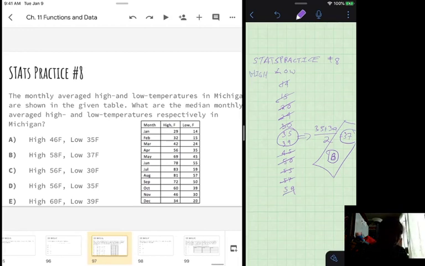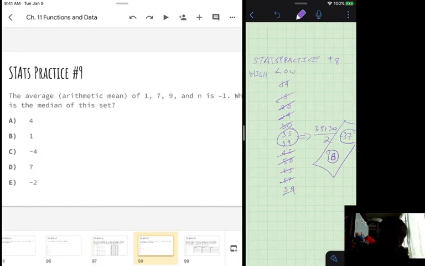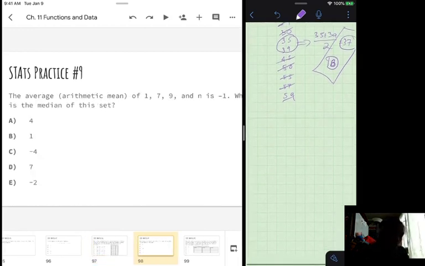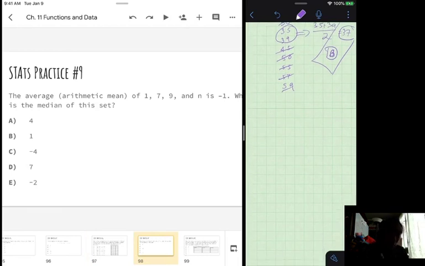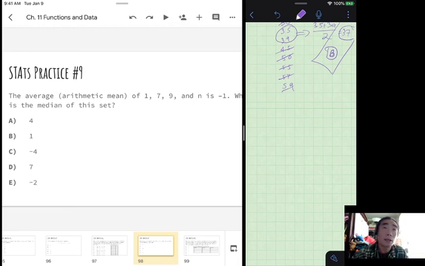Two more, just about there. Stats practice number 9. This is the one that kind of got cut off. The average of 179 and some number n is -1. What is the median of this data set?